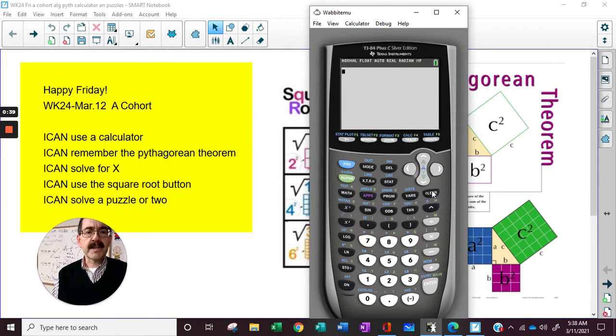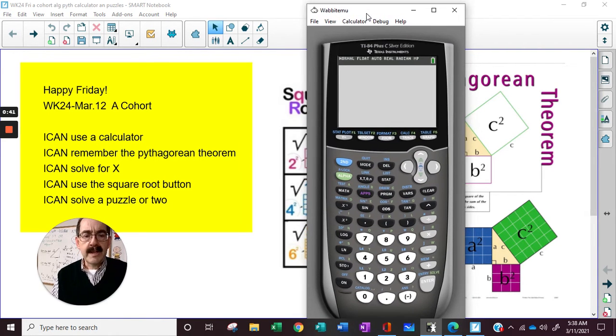So let's just look at the calculator. Hopefully you're getting this downloaded, the Webbit, or if you have an Android, you got the Webbit, or you have your own. Now if you're just using a regular calculator, that's fine because they will have these two buttons. Square root, x squared. They're the opposites of each other.